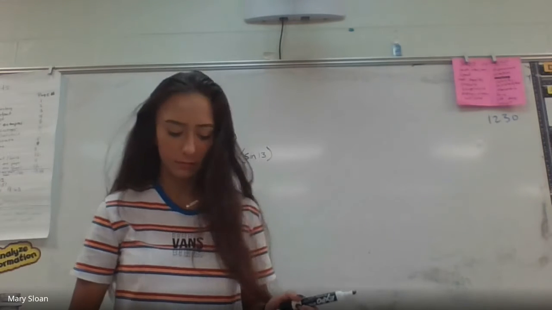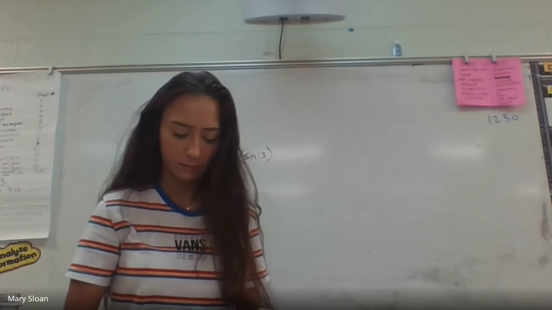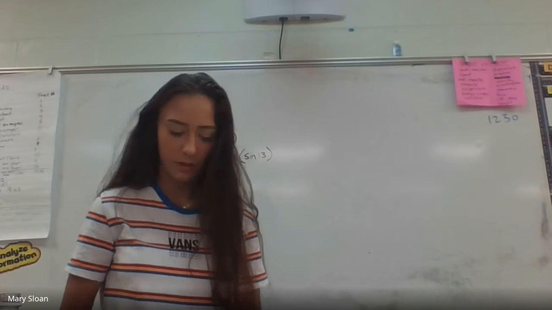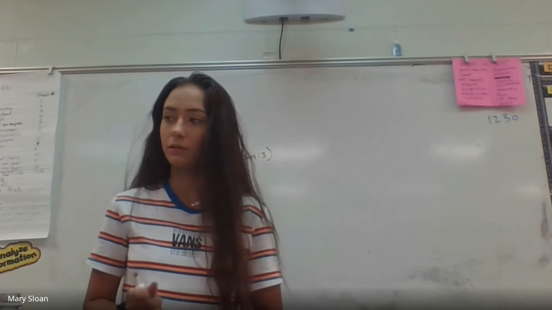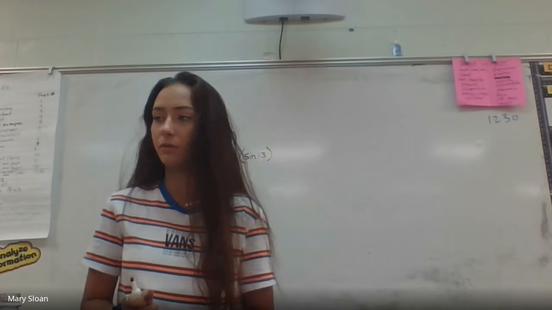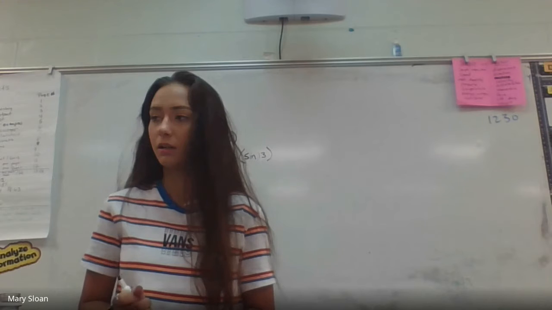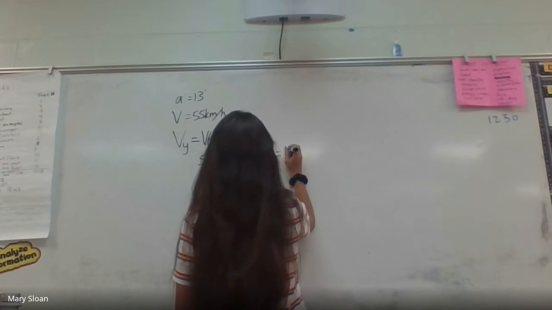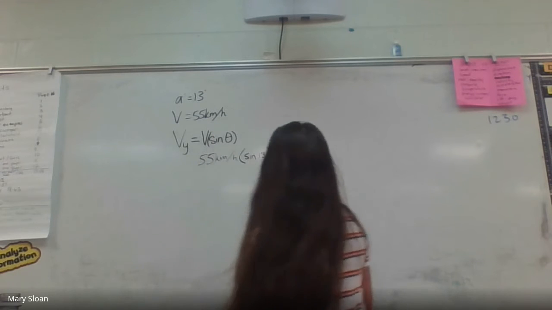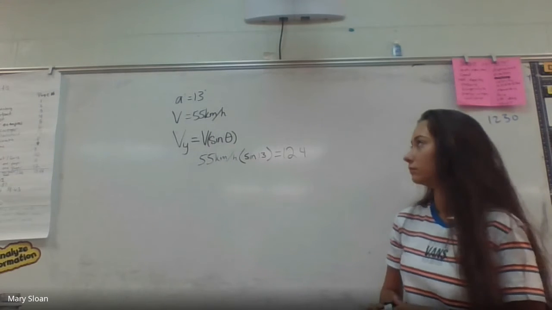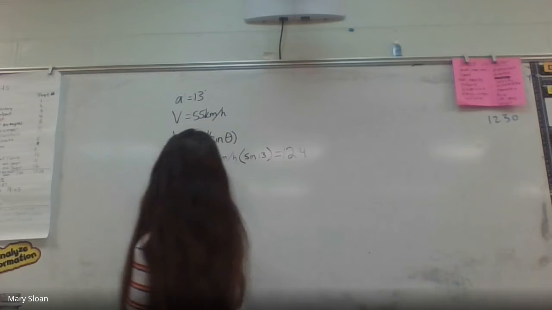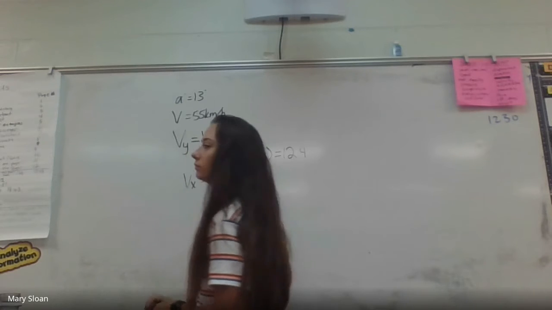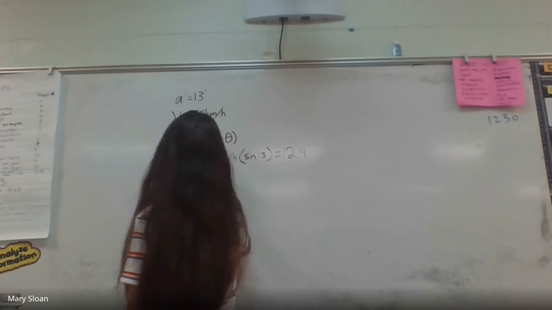Make sure that your calculator is in degree mode. 12.37, but we'll say 12.4. Okay, now we're going to do the velocity of x. So underneath there, write velocity of x. We're going to do velocity cosine angle.